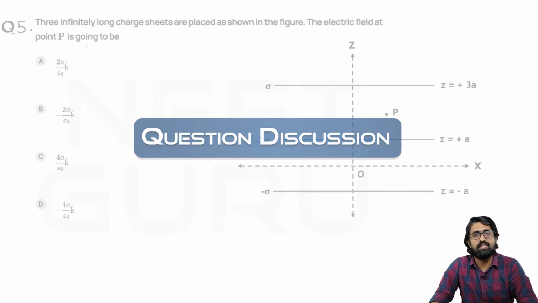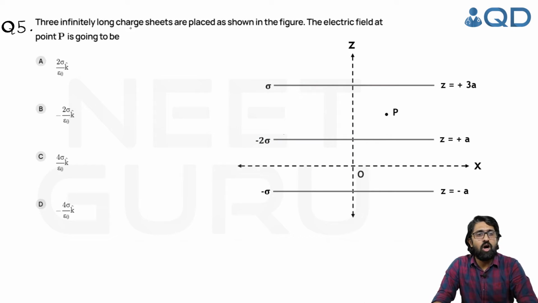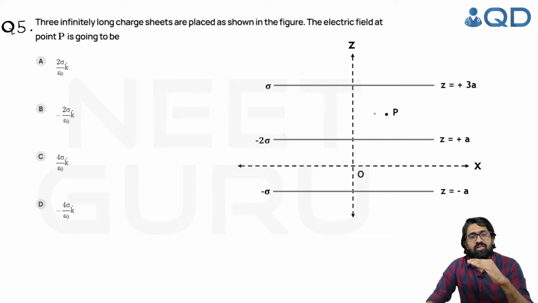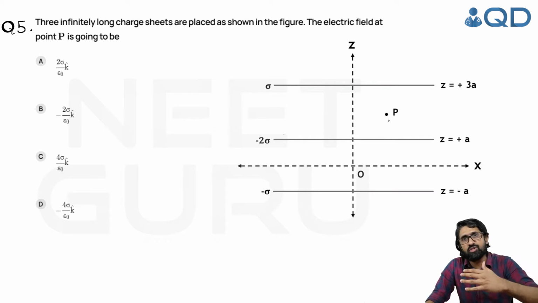The fifth question here says, three infinitely long charged sheets are placed as shown in the figure. The electric field at point P is going to be. Now, there are three infinite charged sheets here, and we need to find the electric field at point P due to the influence of all those three sheets.